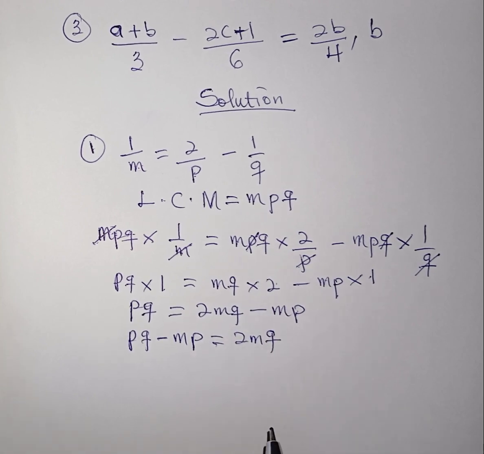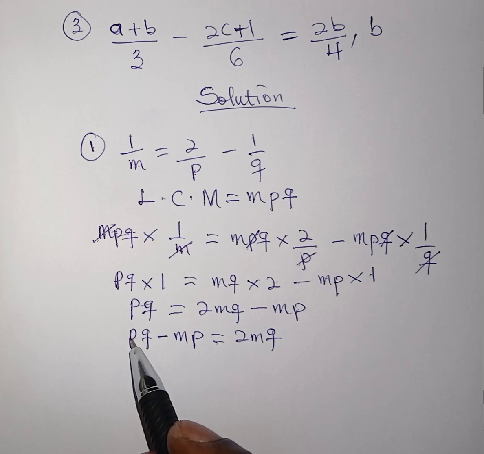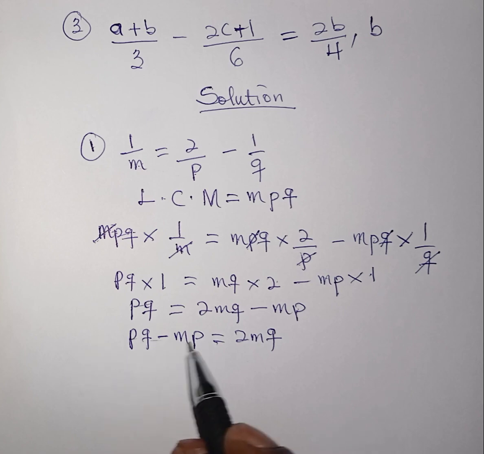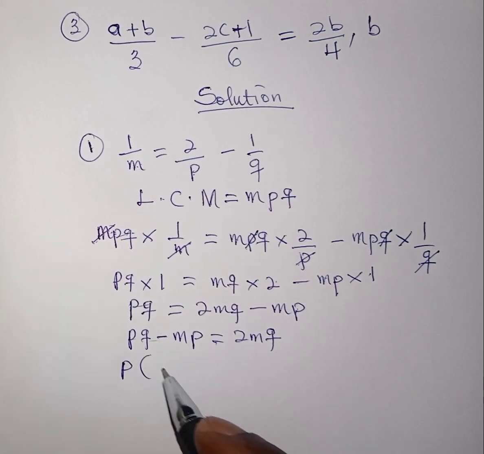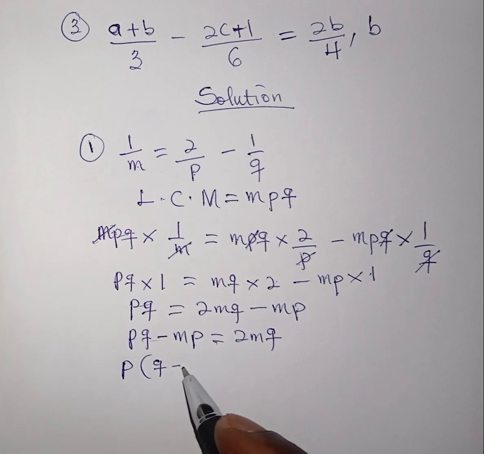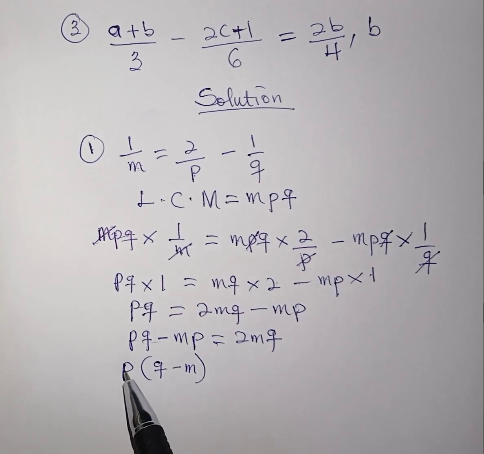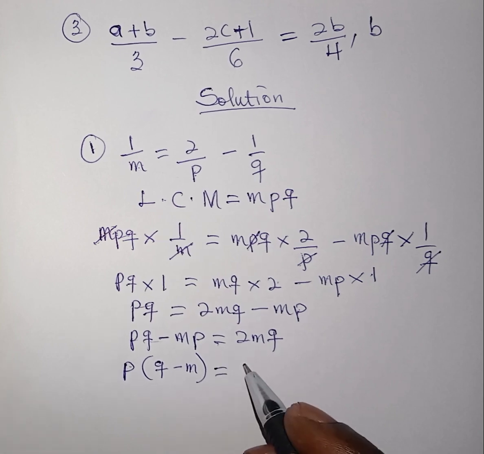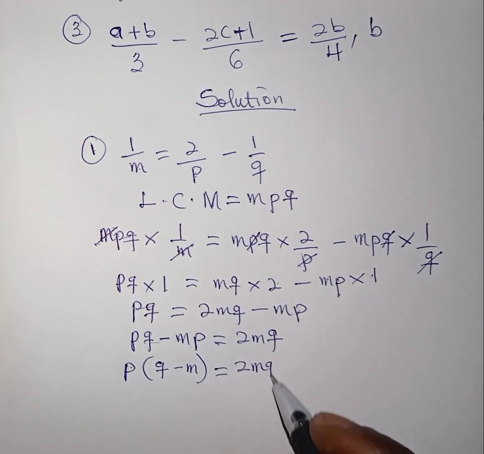2MQ. Okay, so once you realize that you have one P here, another P here, what do you do? Because we are to make P the subject. So remember what you did in algebraic expression factorization method. You just factor P out, and then you have Q minus M. At the end of the day, when you open the brackets, you must get the same. So P times Q gives me PQ. P times M gives me MP. Great.